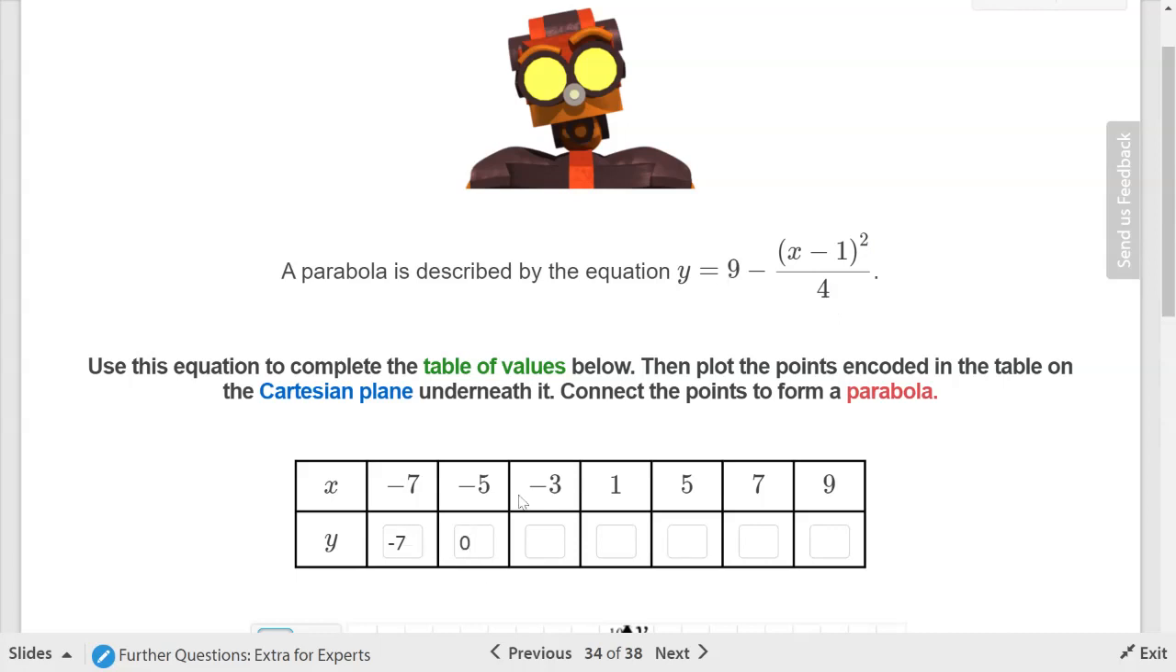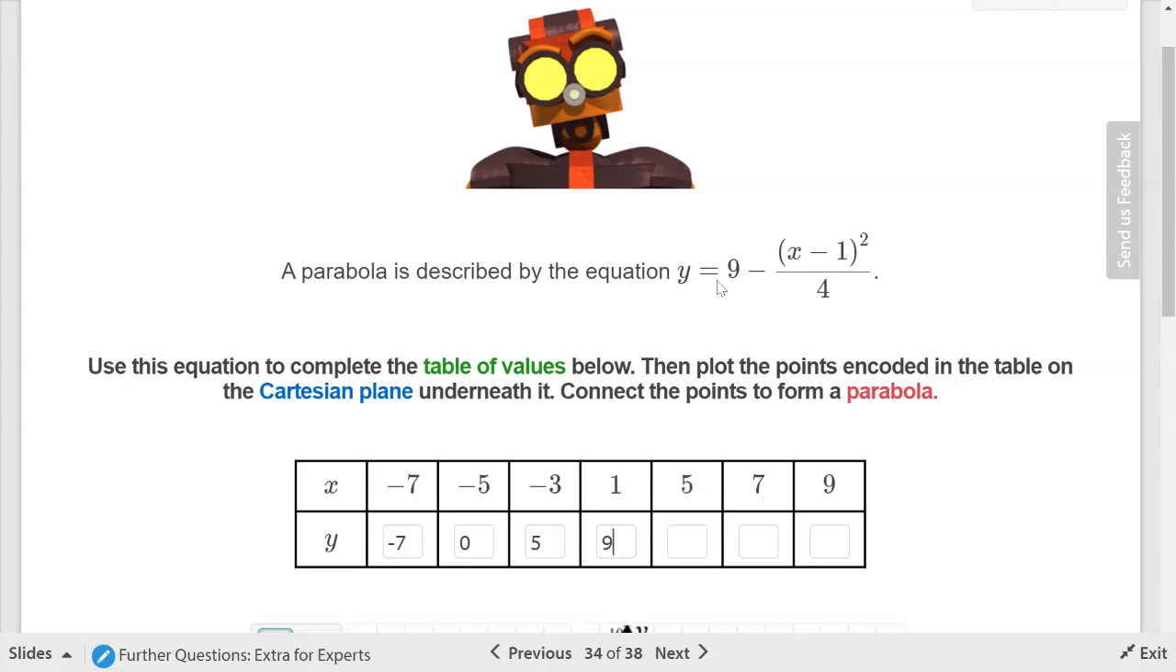So this is 0. Put negative 3 in there. Negative 3 minus 1 is negative 4. Negative 4 squared is 16 divided by 4 is 4. 9 minus 4 is 5. 1 minus 1 is 0. 0 squared is 0. 0 divided by 4 is 0. This whole thing will become 0. And then 9 minus 0 will give you 9.